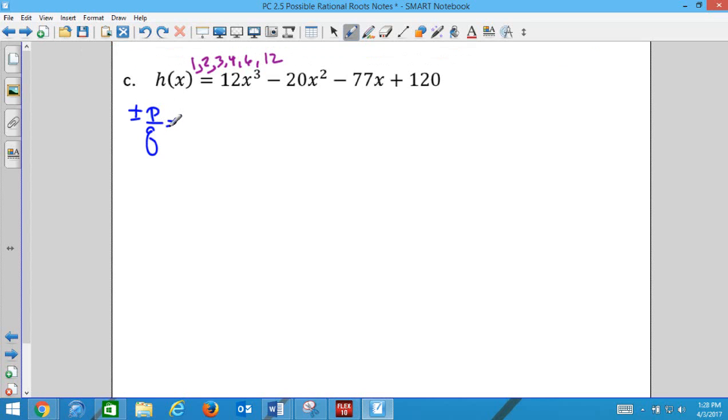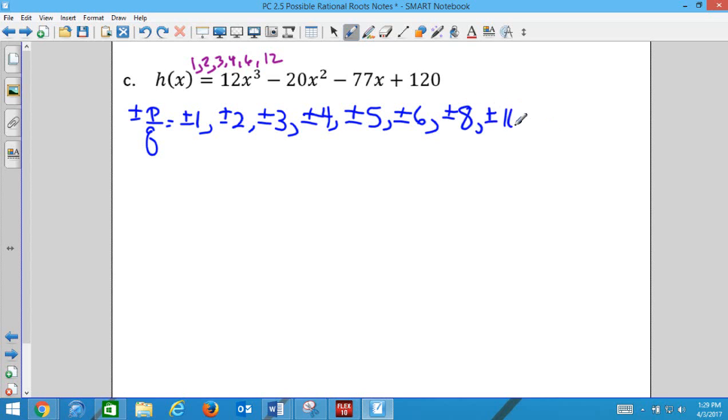My factors of 120. 1. What else gives me 120? 2, 3, 4, 5, 6, 8, 10, 12. Okay, once I hit 10 times 12, I know I'm just going backwards from here.